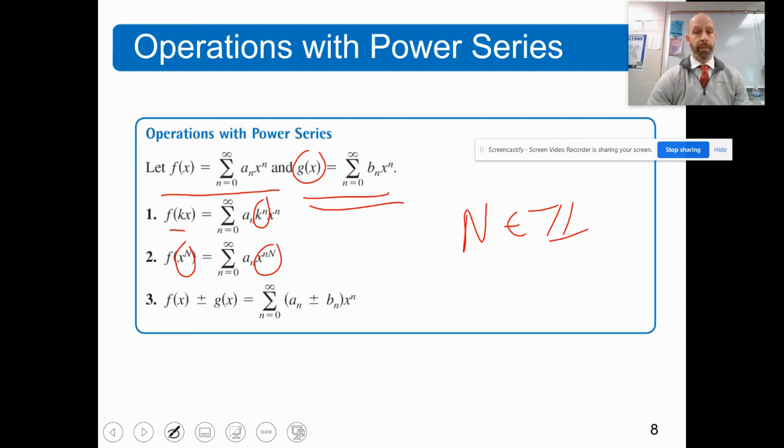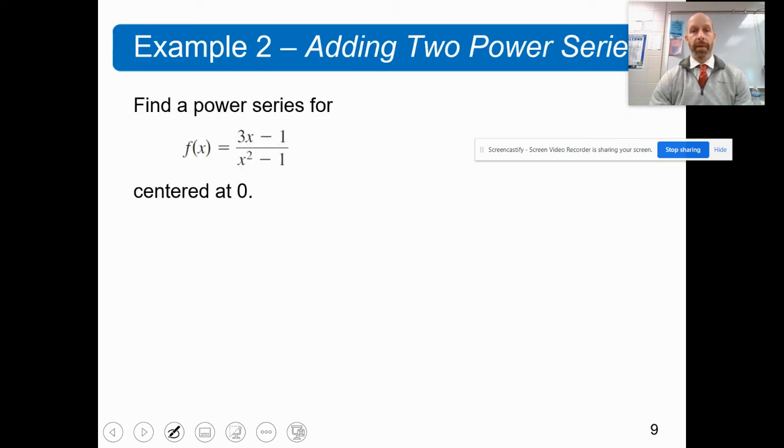Typically, those are greater than 0, at least in most cases. And then the last property, or operation, is if I have two functions and I'm adding or subtracting them together, I can simply add or subtract them within the power series themselves. So let's see an example of that. Example 2, adding two power series.